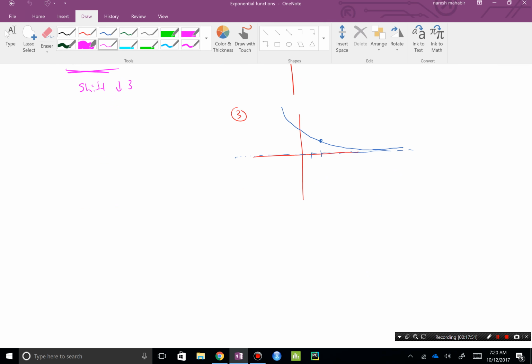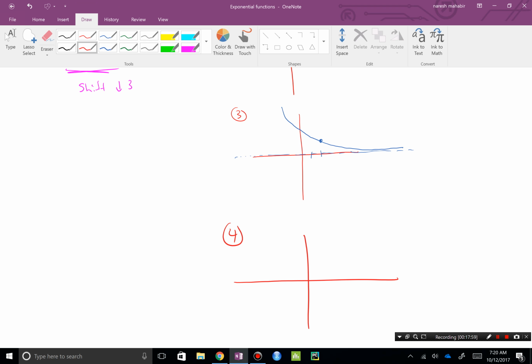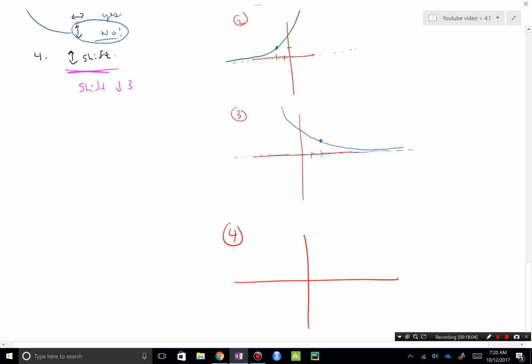Last move. Let's go back to red. And here's my graph. Boom, boom. Here's 4. Let's take our magenta color where I've lost it and we found it again. All right, so shifted down 3. Now look, if you shift this guy down 3, what is it going to touch? It's going to touch the asymptote, right?